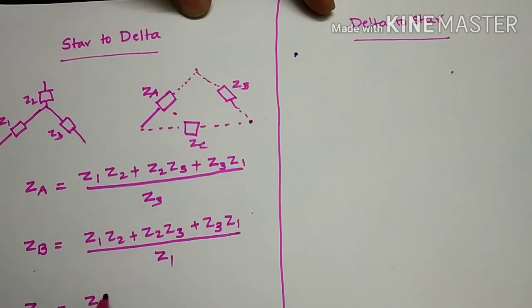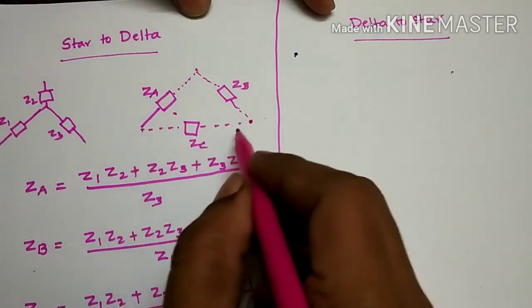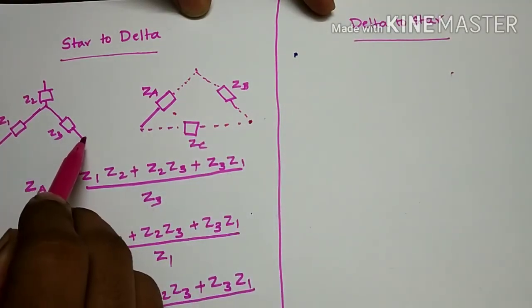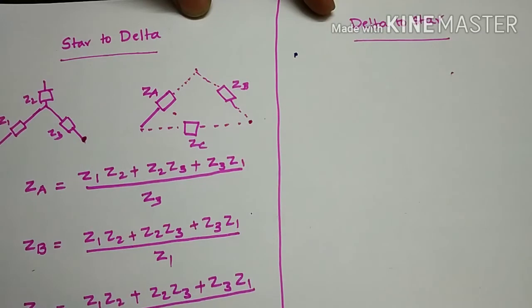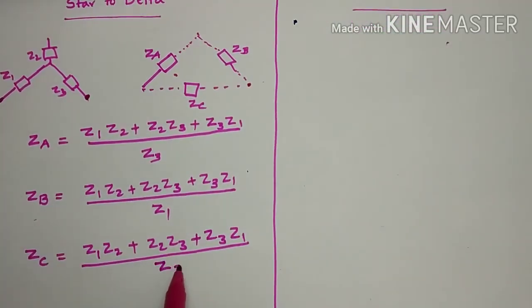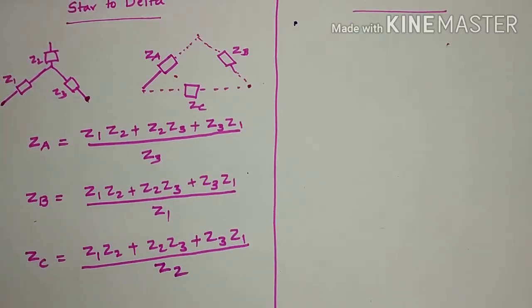Now you have to find ZC. Again the same formula, Z1 into Z2 plus Z2 into Z3 plus Z3 into Z1 divided by the one not connected to ZC. For ZC, Z1 is connected and Z3 is connected. The opposite one is Z2, so you can write divided by Z2. So this is star to delta conversion.